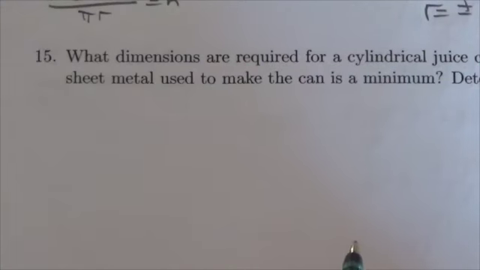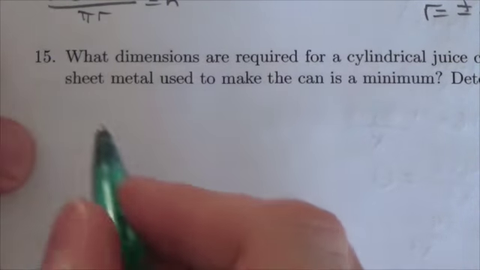What dimensions are required for a cylindrical juice can with a volume of 500 mils if the amount of sheet metal used to make the can is a minimum? Basically what we're doing here is, this time we're given the volume and now we're being asked to minimize surface area. The previous question was doing the exact opposite.